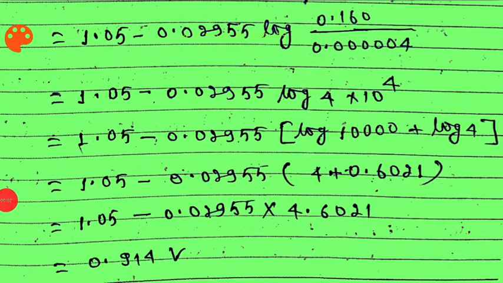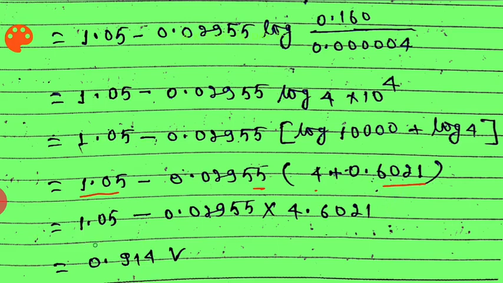So what will be the value now? It is equal to 1.05 minus 0.02955 into 4 plus the value of log 4, which is 0.6021, or you can write only 0.602 also.